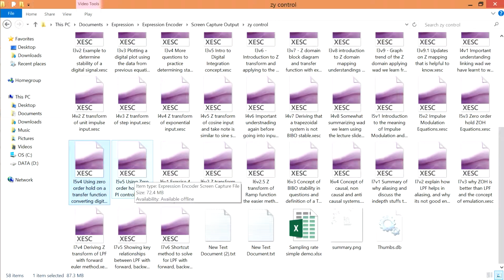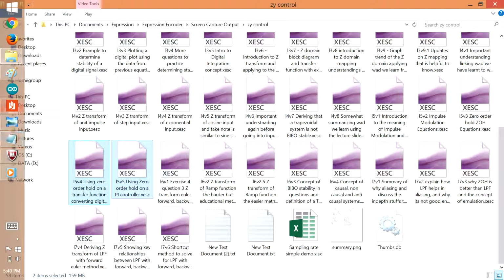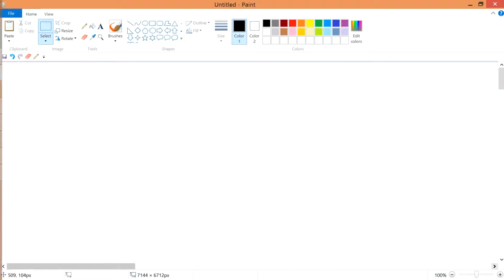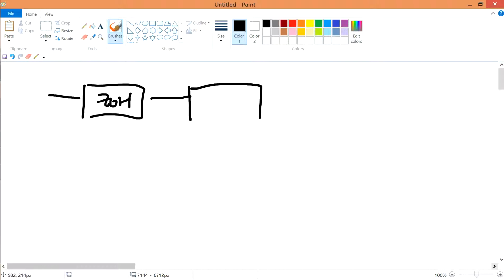After knowing L5V4 and L5V5, now let's take a look at the similar trend when tackling this type of zeroth order hold question. Imagine you have a zeroth order hold on a particular transfer function. In the previous video it was your PI controller, and in some other previous video we were talking about some arbitrary 1 over s plus a transfer function.